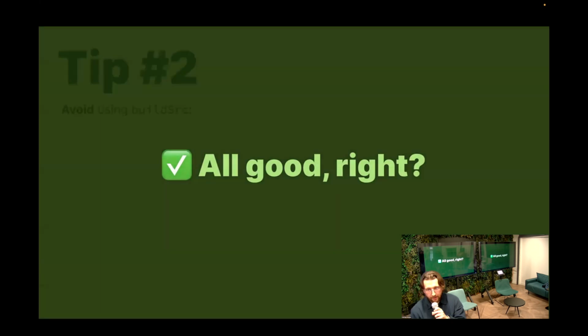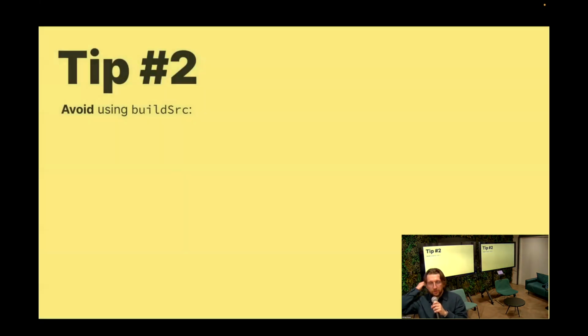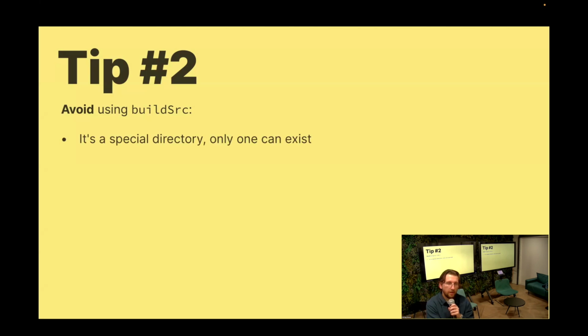All good, right? Well, another tip I want to give all of you is to try and avoid buildSrc. It can be useful for projects that don't care about speed, or you have a small enough team that you don't necessarily want to care about that problem. But it is a special directory. As you can see, we didn't have to define anything. It doesn't have to be included in the project.